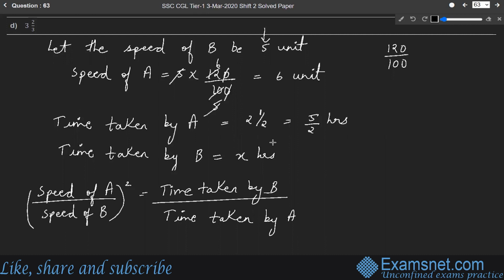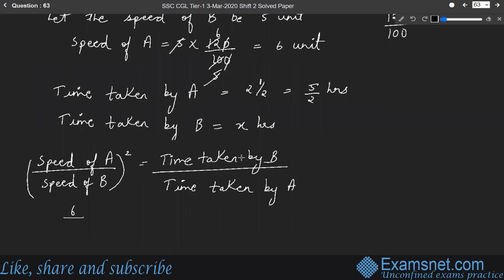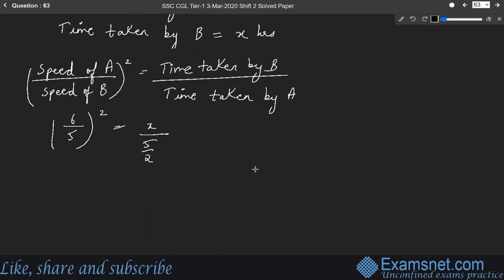What is the speed of A? 6 units. So 6. What is the speed of B? 5. So 6 upon 5 whole square is equal to time taken by B, which is x hours, and time taken by A, which is 5 by 2 hours. All right. So in the next step, we will square this value. What is the square of 6? 36. What is the square of 5? 25. This is equal to, this 2 will go to the numerator, so we will have 2x by 5.